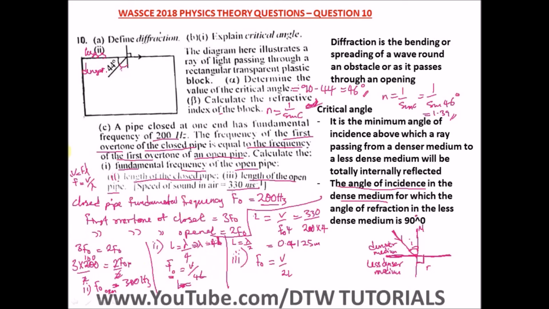When you do the same substitution like I did, we are going to have F0 is equal to V over 2L. Here, making L the subject of the formula, we have L is equal to V over 2F0. So here we have V is 330 over 2, and what's our F0, the fundamental frequency of the open pipe? We found it here as 300 hertz. So 330 divided by 2 times 300. When we punch in our calculator, we're going to have 0.55 meter. Okay, so this is our answer for this and this.